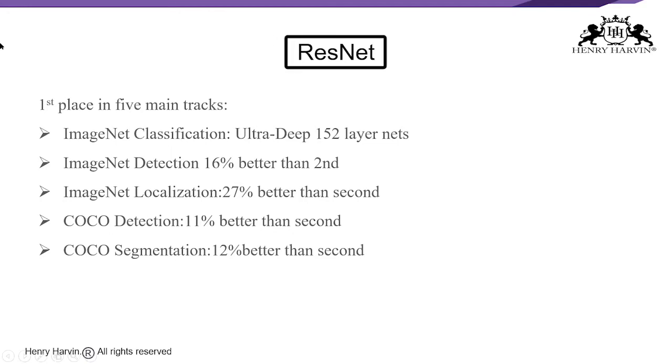We started the discussion with AlexNet. With AlexNet, the error went from 26% down to 15%. Then ZFNet reduced it from 15% to 11.2%. Then VGGNet reduced it from 11.2% to 7.2%. GoogleNet reduced it from 7.2% to 6.7%. And in ResNet, it is reduced from 6.7% to 3.57%. So this is the 2015 ImageNet winner with an error rate of 3.57%.